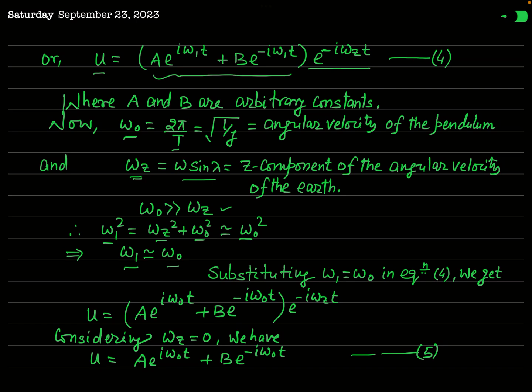Now we will substitute omega 1 equal to omega naught in this equation 4. In place of omega 1 we will write this, and we will neglect the term e to the power minus i omega z t, treating omega z as so small that it can be taken almost equal to 0. So e to the power minus i omega z t is almost equal to e to the power 0, which is equal to 1. Under this condition, our equation 4 will become simply u equal to a e to the power i omega naught t, because omega 1 is equal to omega naught, plus b times e to the power minus i omega naught t.